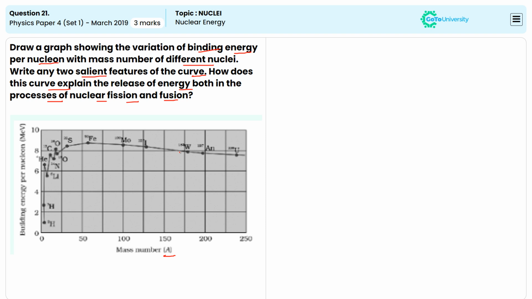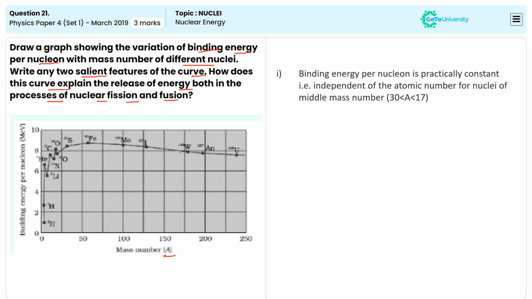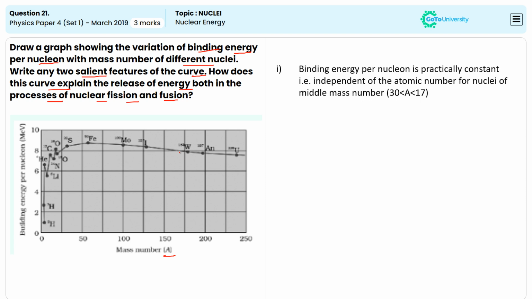The two salient features of the curve are, first one, the binding energy per nucleon is practically constant, that is independent of the atomic number for nuclei of middle mass number. That means here the mass number A is greater than 30 and less than 70. For example, here the maximum binding energy is iron. Here it is the maximum.